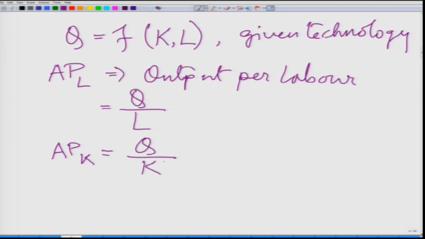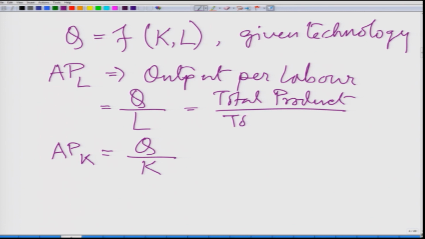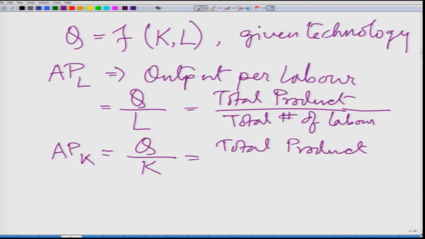Similarly, the average product of capital can be total product divided by total capital. This is the average product of labor and average product of capital. It can be the total number of patients being served or treated by one doctor in a particular district, state, or primary health center. So total number of patients in a particular time period divided by total number of doctors, that is the average product of that doctor.